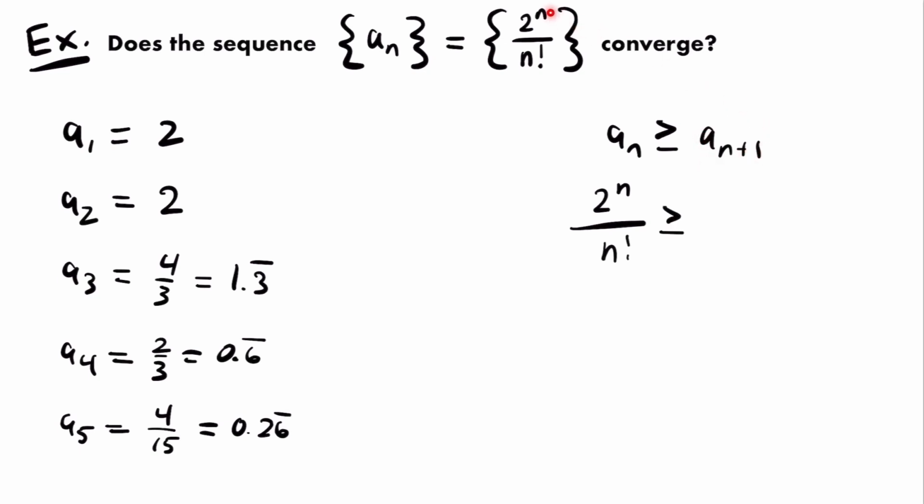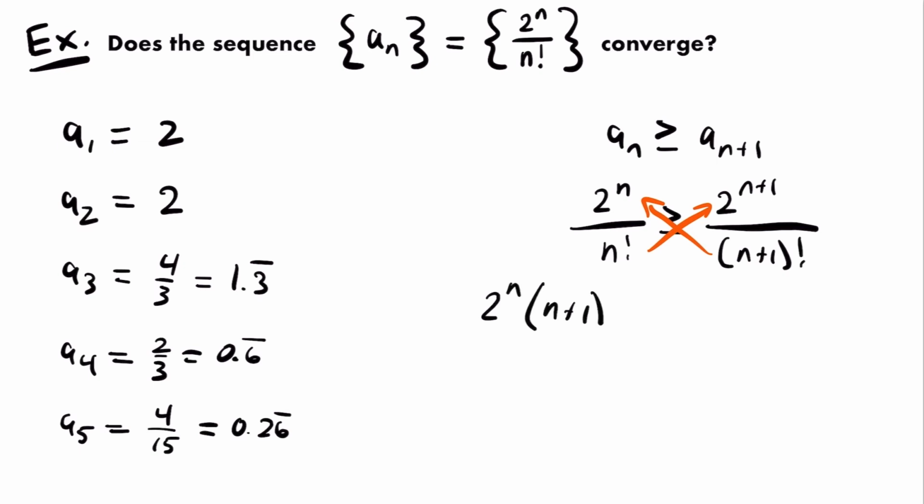So we will replace n in this sequence with n plus 1, and so we have 2 to the power of n plus 1 divided by n plus 1 factorial. Okay, and so now we want to simplify this inequality so that we can see that the statement is true. So if we cross multiply, we'll have 2 to the power of n times n plus 1 factorial, and that is greater than or equal to n factorial times 2 to the power of n plus 1.